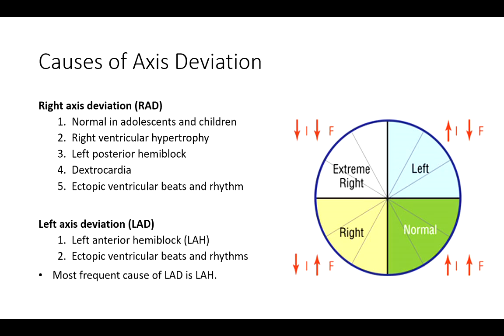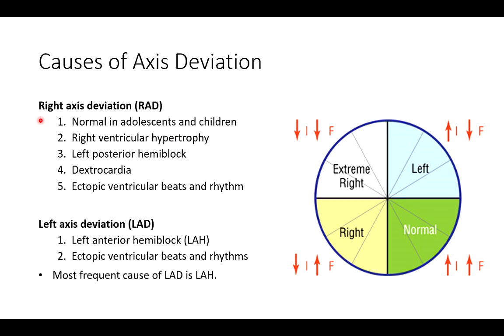So let's take a look at a couple of axis deviations and some of the causes. Let's take, for instance, right axis deviation. If that electrical impulse, instead of being down at 70 degrees, now works its way over to 110, 120 degrees, where it's down in this direction here, we have right axis deviation. Now, this may be normal in some adolescents and children.